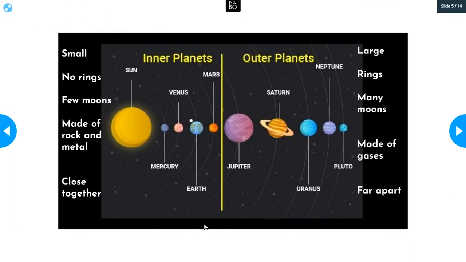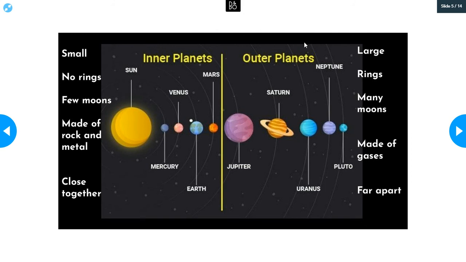All right, so you have this picture on your paper showing you the characteristics of inner planets and outer planets. Just some things that inner planets have in common. A pattern that we see is that they're typically a lot smaller than the outer planets, of course. They have no rings around them. They have very few moons. They're typically made up of rock or metal, and they're really close together compared to the outer planets.